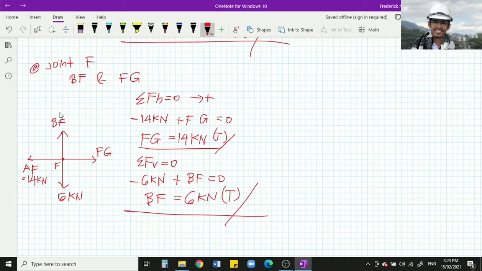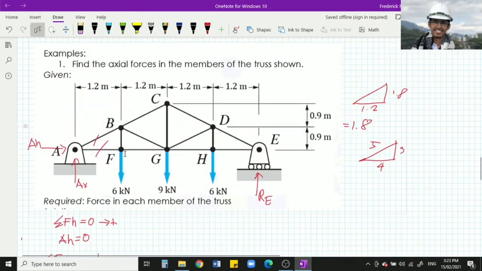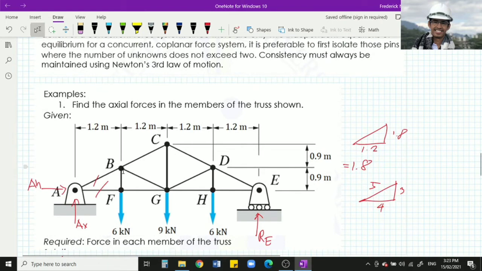So next joint tayo. So pupunta na tayo sa taas. So alam na natin yung member BF natin. So dito naman tayo sa joint B. So kapag dito tayo sa joint B, dalawa lang din yung magiging unknown natin. So yung BC and yung BG. Okay? Dahil alam na natin yung force dito sa ating member BF and yung member AB. Okay? Makukuha na natin yung BC and BG. So doon na tayo sa joint B. Okay?